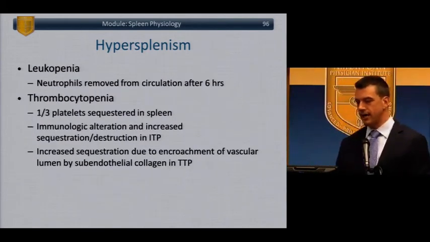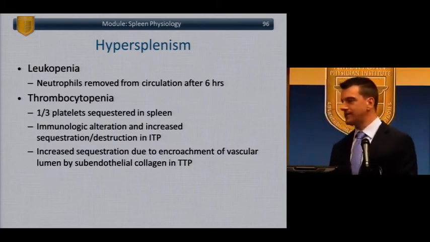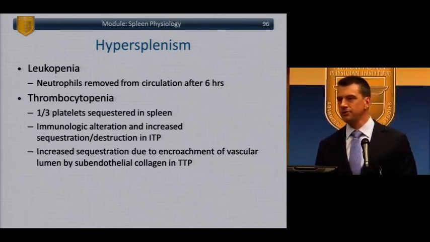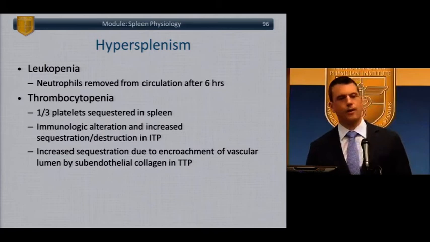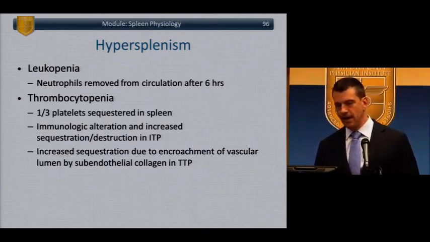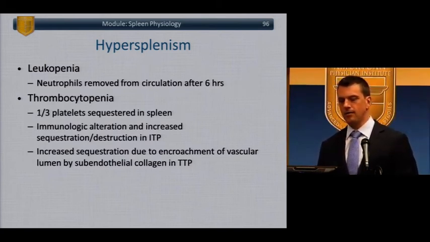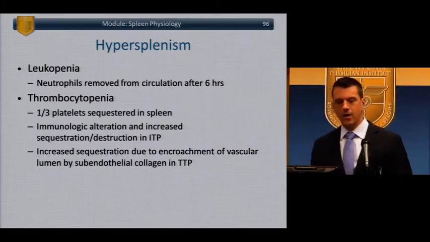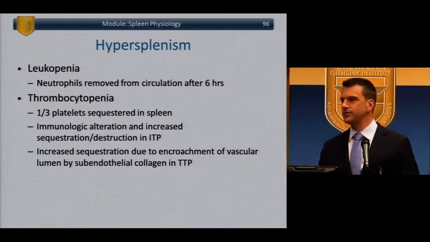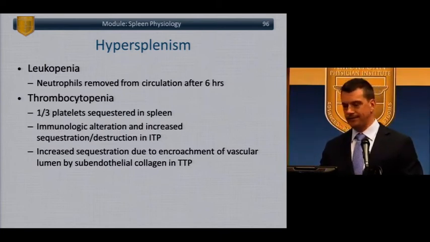Leukopenia can result. Neutrophils can be removed as rapidly as 6 hours after they become mature, so this can become a problem. And then thrombocytopenias. One third of platelets are sequestered in the spleen. There can be immunologic alteration to the platelets, resulting in sequestration or destruction, and that's common in ITP. Or they can be sequestered due to a vascular encroachment by subendothelial collagen in TTP.